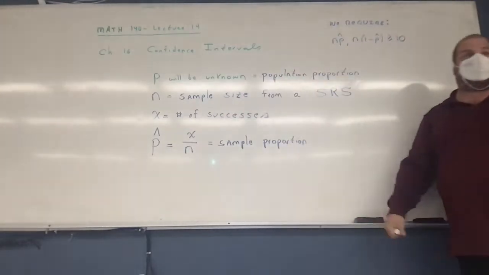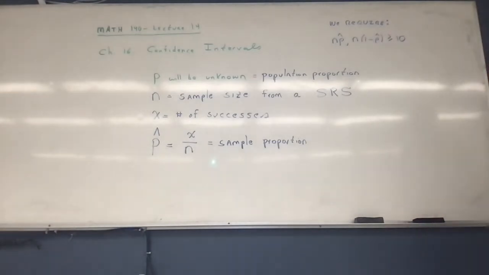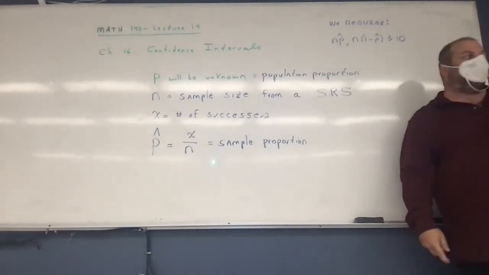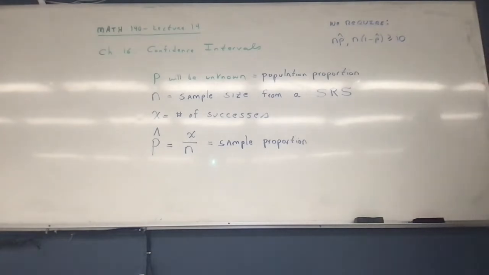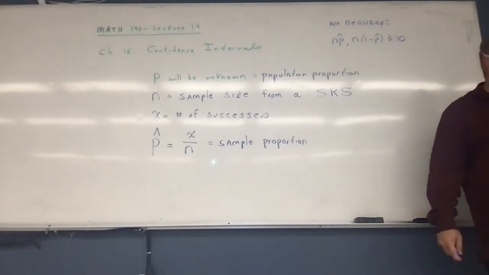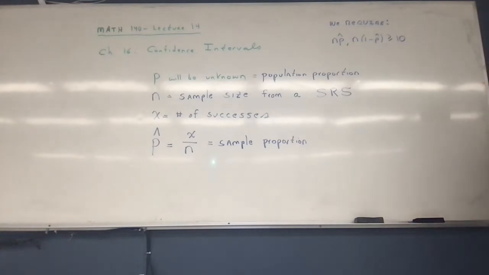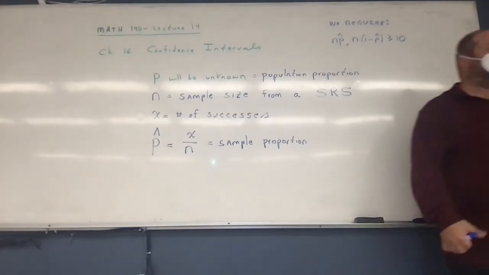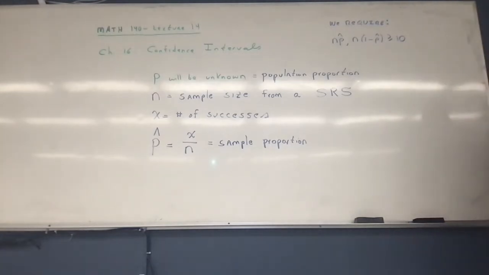That is the number of successes. We must have at least 10 successes. What is n times 1 minus p hat? What is 1 minus x? 1 minus x is negative. 1 over n minus x.